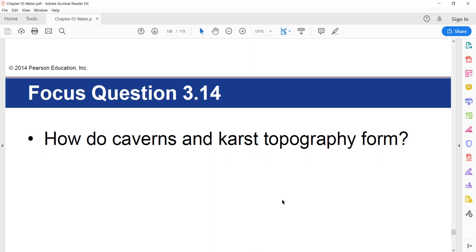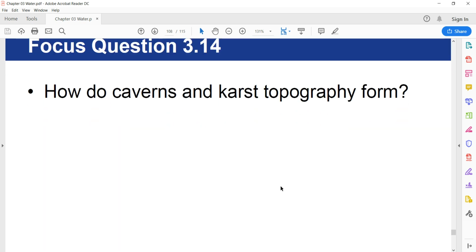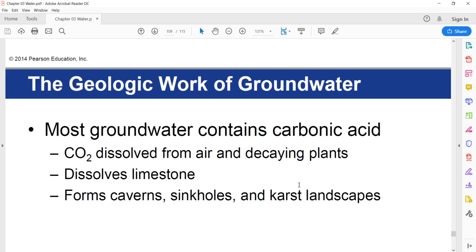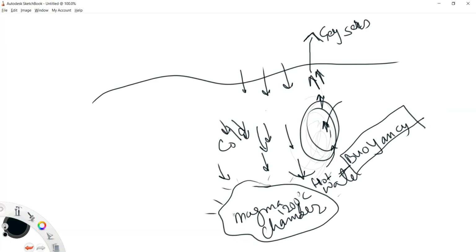How do karst and caverns topography form? So there is some geochemistry coming up. I want you guys to understand some of the reactions here. Most groundwater contains carbonic acid. And so how does that happen? CO2 dissolved from air and decaying plants. So especially after the industrial revolution, we are releasing a lot of CO2 in the atmosphere, right?